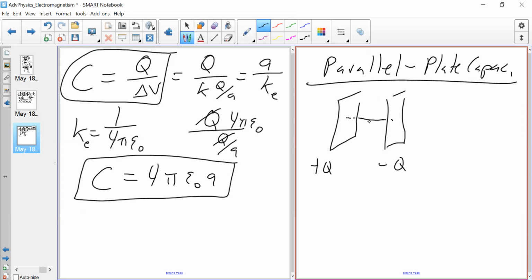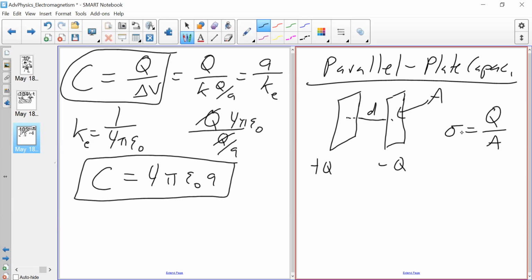This is the region in between, distance D. Each of these plates has a surface area A. And so these plates don't just have a point charge. Of course, this is a special geometry. And as we remember from chapter 23, the charge on each plate would be given by the surface charge density relationship of Q over A.